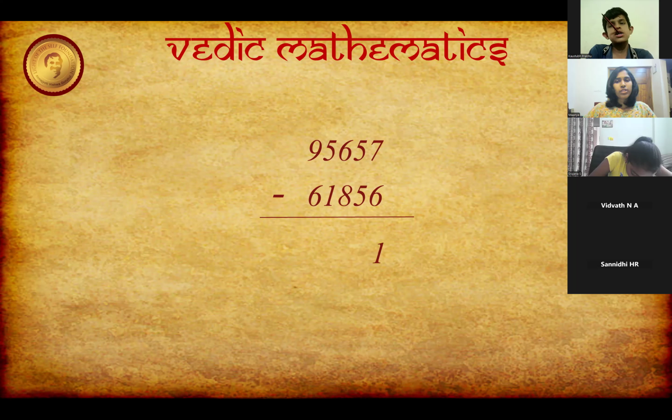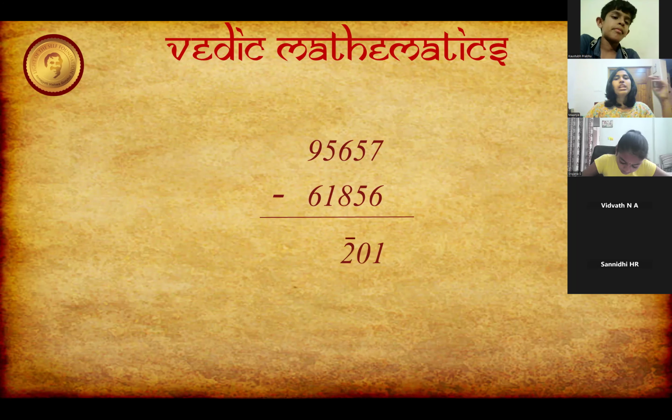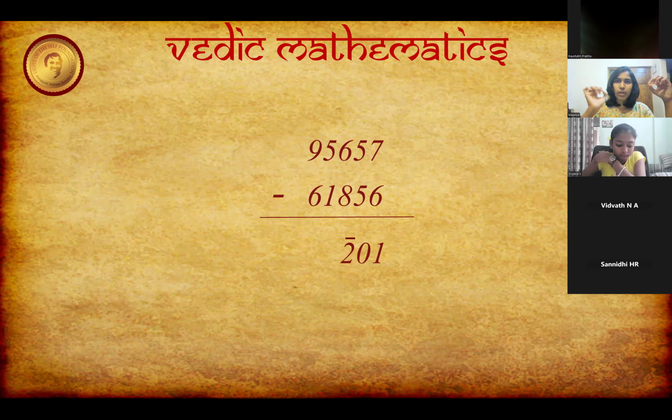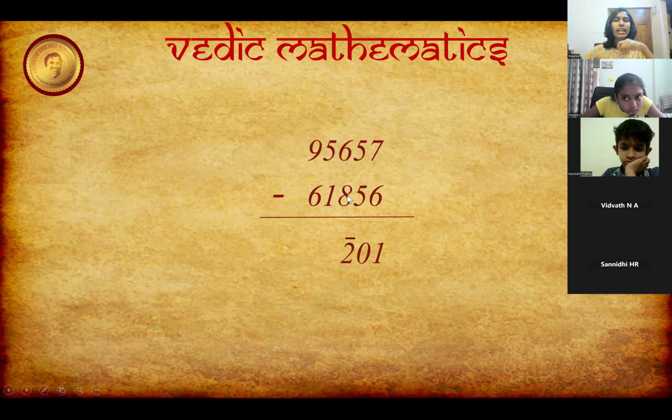Again, here it's a 5-digit minus a 5-digit number. First, as you can see, it's just normal subtraction. 7 minus 6 is 1. 5 minus 5 is 0. 6 minus 8 is minus 2, but we write 2 bar. For those of you who don't understand how minus 2 is done, it's simply this: if you can't do 6 minus 8, then do 8 minus 6 and you'll get a 2. But because it was 8 that we subtracted from 6, it will be a minus 2. But we'll write a 2 bar.